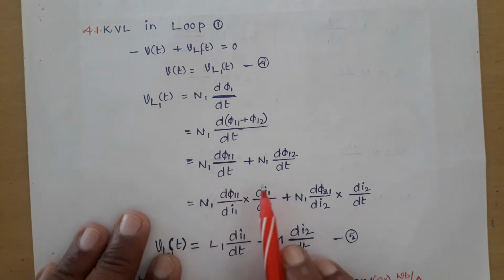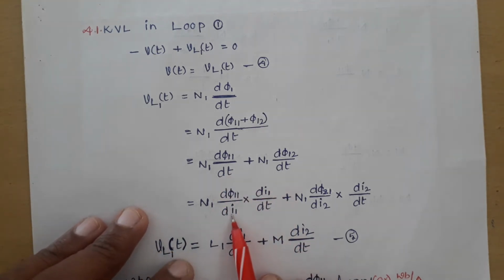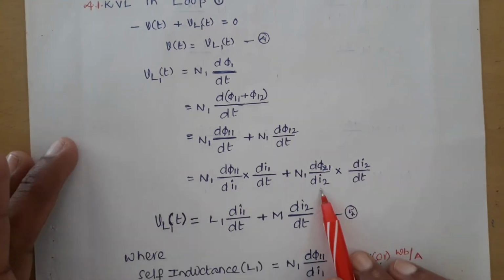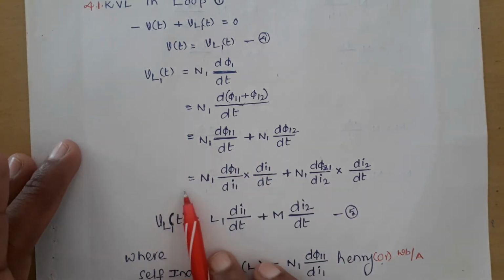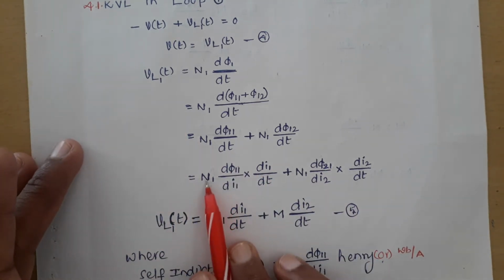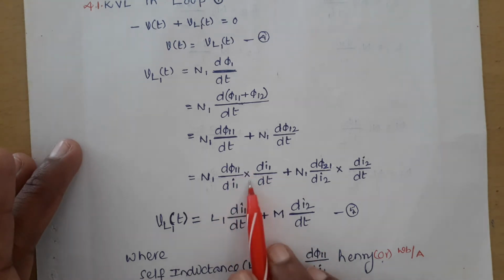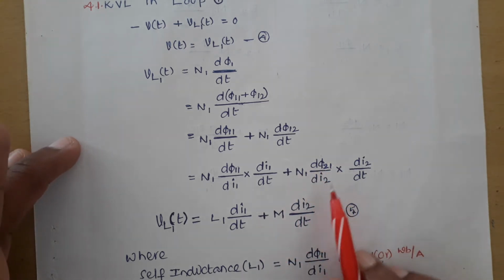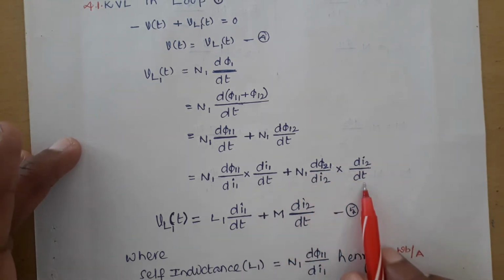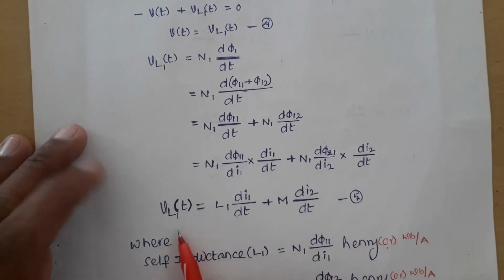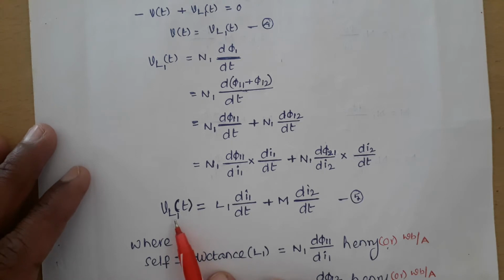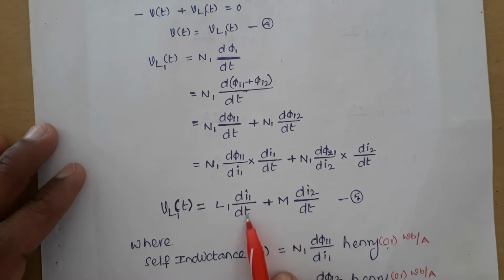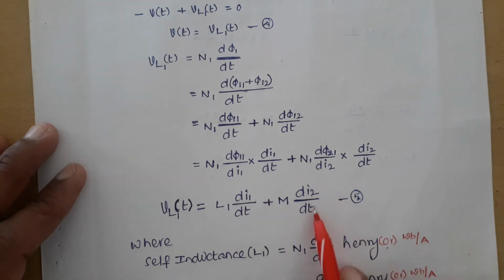So here I am multiplying with di1 and dividing with di1, and similarly for the second term, I am multiplying with di2 and dividing with di2. So the voltage across coil 1, VL1 of t, equals N1 dφ11 by di1 into di1 by dt plus N1 dφ21 by di2 into di2 by dt. So the expression for voltage across coil 1 can be written as VL1 of t equal to L1 di1 by dt plus M di2 by dt.